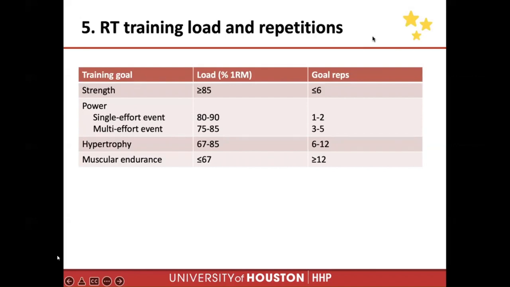For power, if it's a single effort event like shot put, let's say, then a little higher load, 80 to 90%. If it's a multi-effort event, so they're repeatedly having to use power, then a little bit lower load, but higher reps, because they're having to train to do power repetitively. For skeletal muscle endurance, load is usually no more than 67% and at least 12 reps.